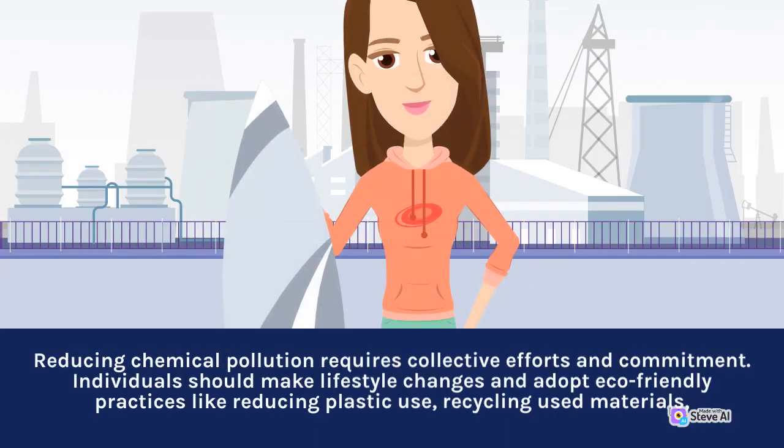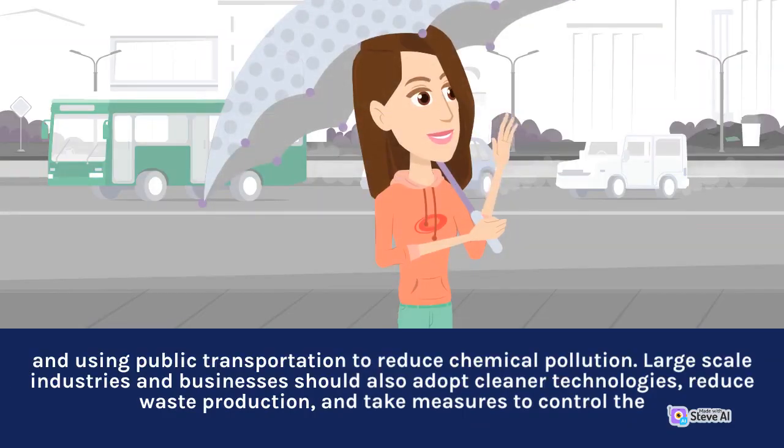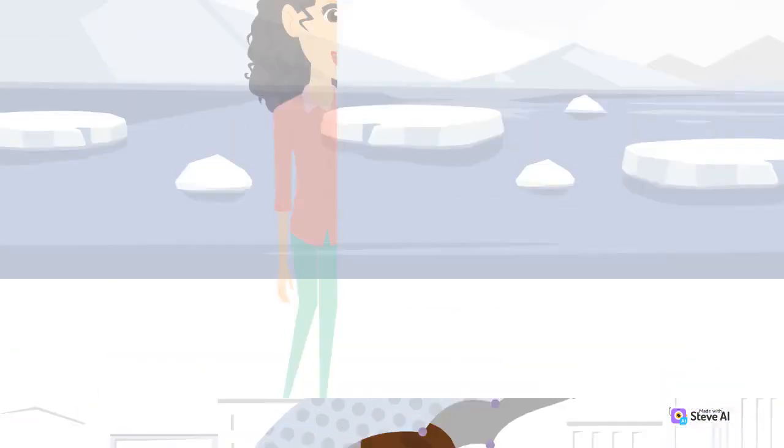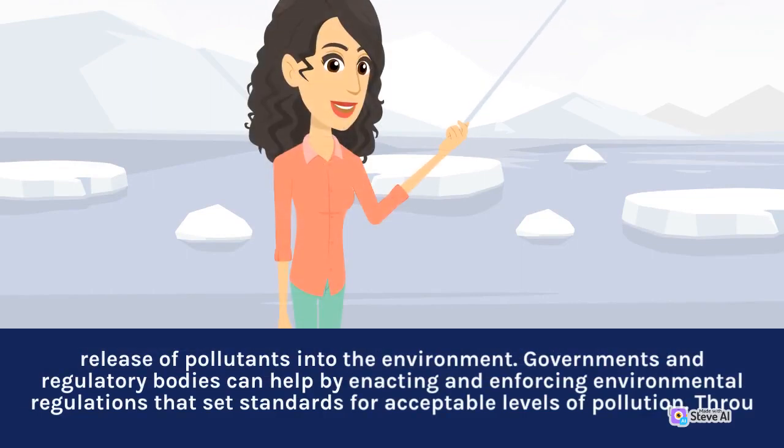Reducing chemical pollution requires collective efforts and commitment. Individuals should make lifestyle changes and adopt eco-friendly practices like reducing plastic use, recycling used materials, and using public transportation to reduce chemical pollution. Large-scale industries and businesses should also adopt cleaner technologies, reduce waste production, and take measures to control the release of pollutants into the environment. Governments and regulatory bodies can help by enacting and enforcing environmental regulations that set standards for acceptable levels of pollution.